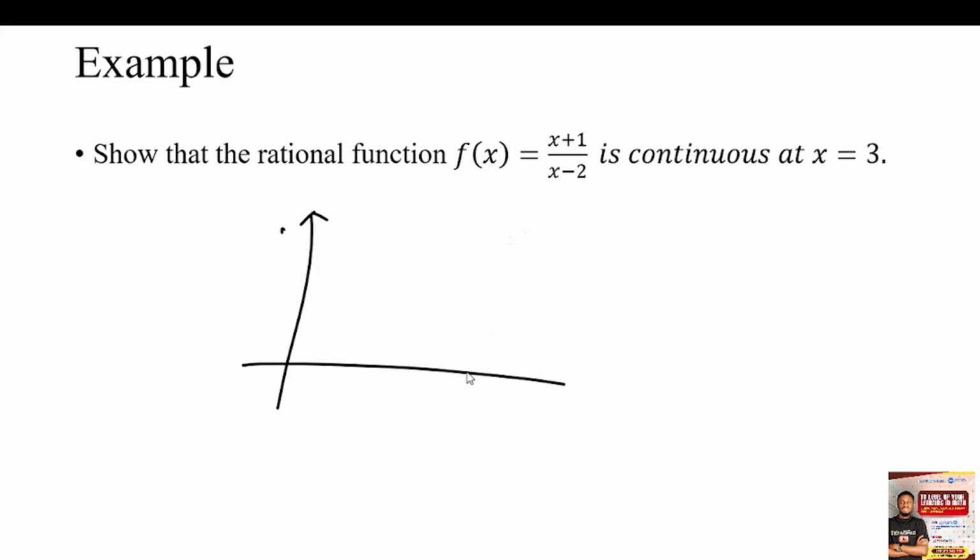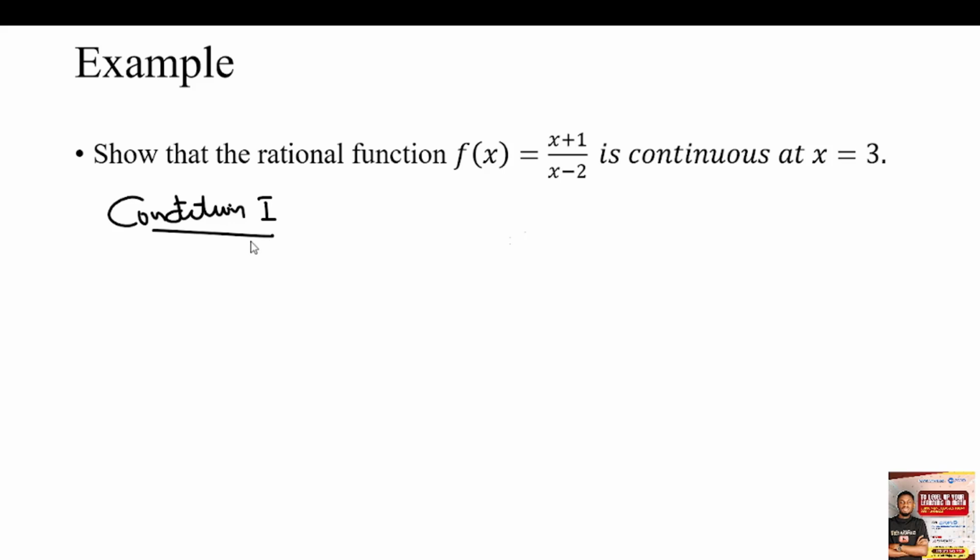Now let's look at an example here. In this example, we are to show that the rational function f of x, which is equal to x plus 1 over x minus 2, is continuous at x equal to 3. Now, in this solution, we are going to look at three main conditions. The first condition: if the function is continuous, then the function is defined at x equal to 3.